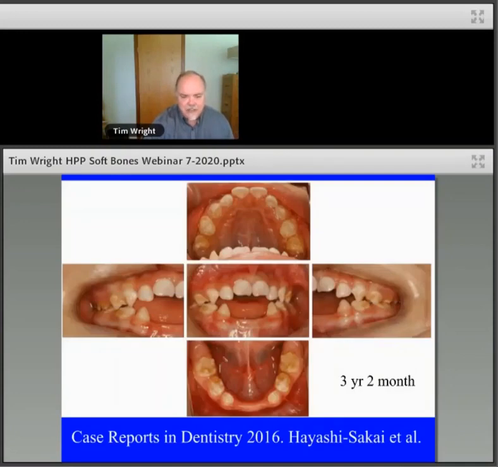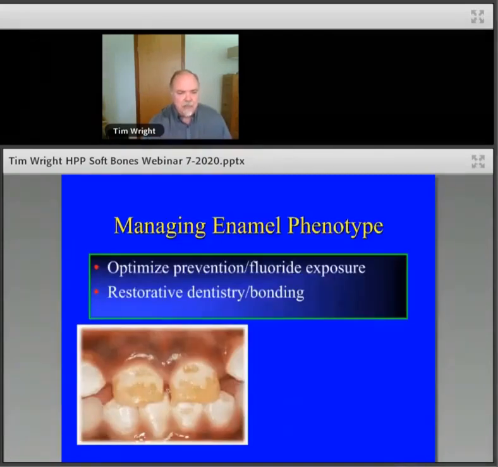This is an example of a little kid. This was a paper out of Japan, 2016, showing pretty significant enamel defects. And not all teeth are affected equally. These teeth are beginning to mineralize and form in utero. These parts of these teeth are forming later on, and they seem to be more affected. So there may be a timing issue and a tooth issue. These are front teeth, back teeth, and they don't all mineralize the same. But that's all baby teeth with significant enamel problems.